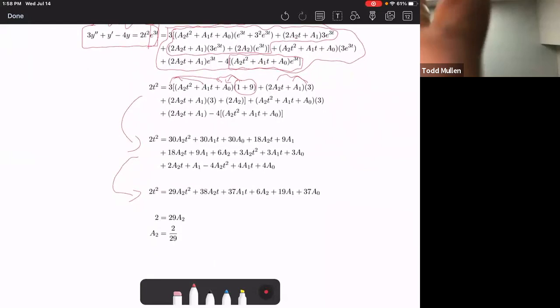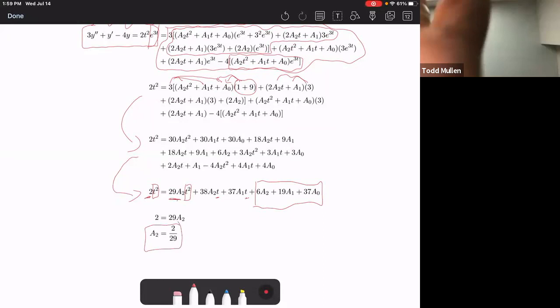Now we're going to break this into a couple different equations. We have the things that are multiplied by t squared. Then we have the things that are multiplied by t. And then we have the constants. So that's 3 different equations we're going to deal with. The first one, the things multiplied by t squared, we get 2 is equal to 29a2. So a2 is solved immediately as being 2 over 29.